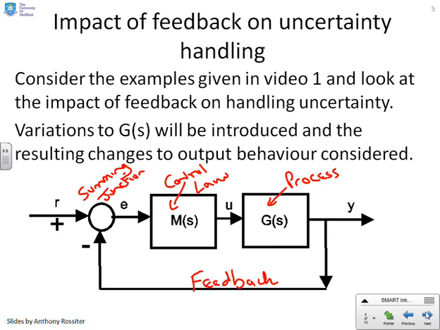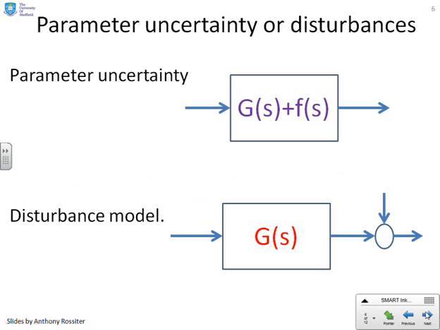Now what we want to do next is show what happens if I introduce a bit of uncertainty into this loop. So I say, well, I don't know G exactly, or maybe there's a disturbance on the process, what impact will that have on the behaviour of Y? First of all, we might need to ask, how do I represent this uncertainty?